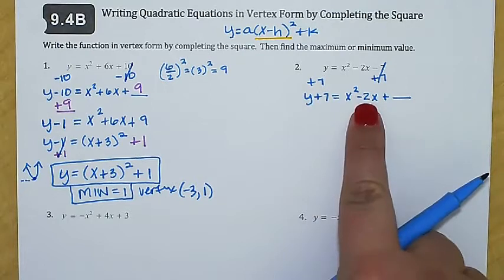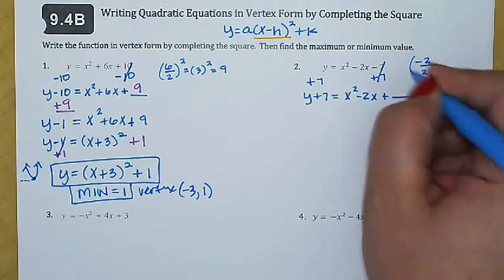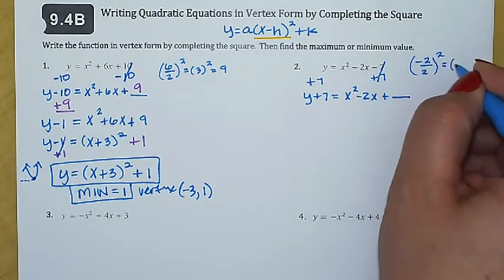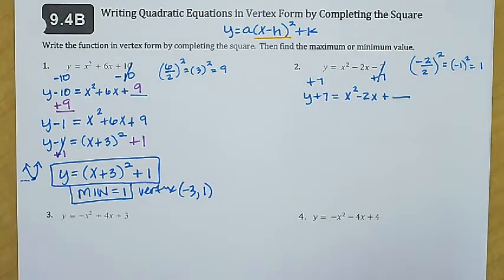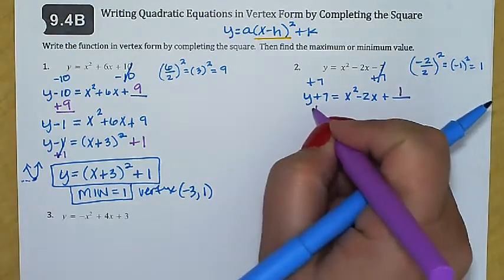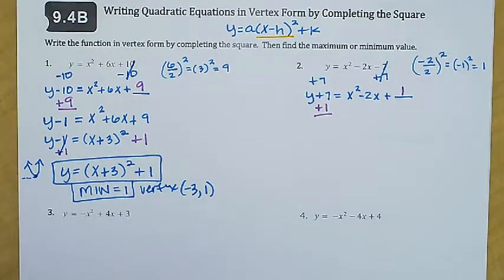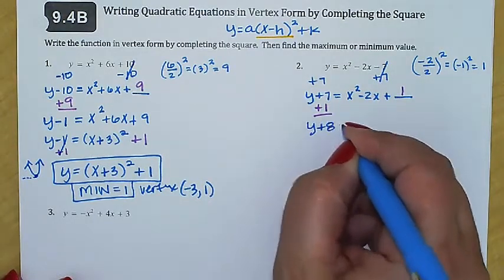Okay, to complete the square, I'll take this middle term, divide by 2, and square that answer. So if I do -2 divided by 2 and square that answer, that's really -1 squared, which is just 1. So to complete the square here, I'm going to add a 1. If I add a 1 there, though, I have to add a 1 over here as well. So now we've got y plus 8.